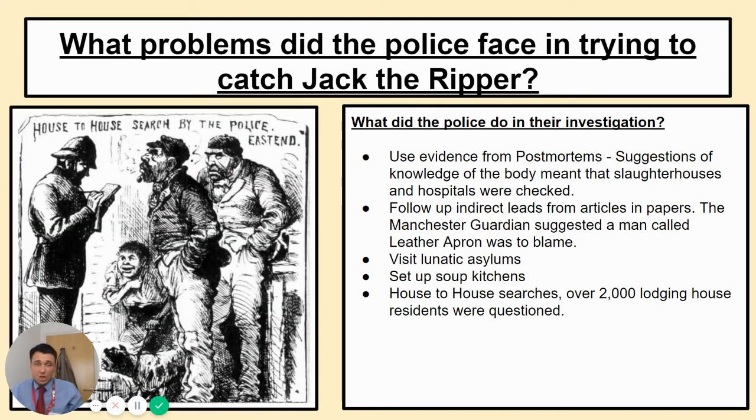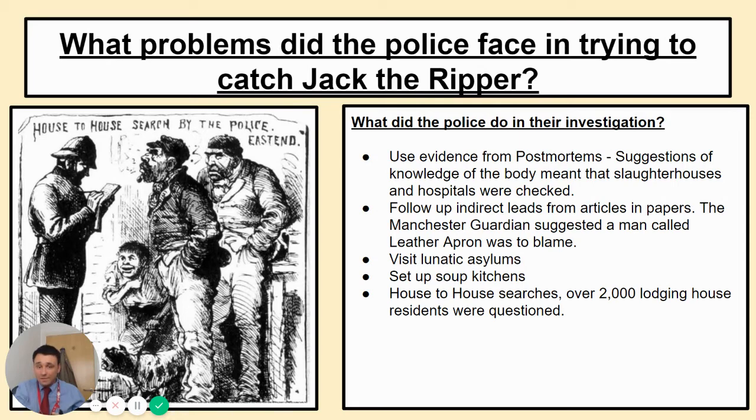House searches, looking for clues relating to Jack the Ripper, maybe a knife. Of course, we looked at the housing before in Whitechapel, and you saw how people were packed together. That meant the police had to check over 2,000 lodging houses. You can imagine how long that would have taken, to get all of these people out of the lodging houses, which could hold sometimes up to 400 people in each lodging house.